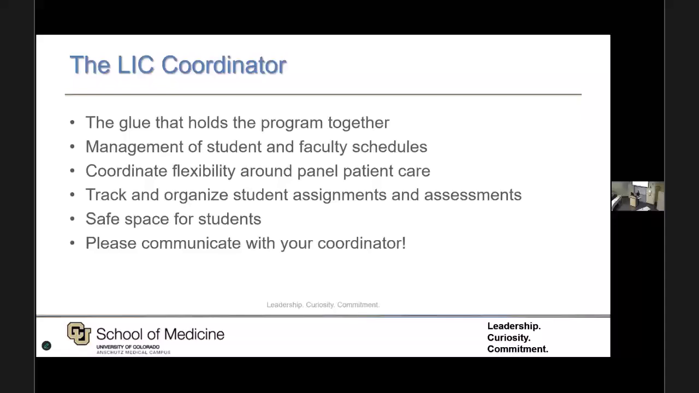Additionally, each LIC has a coordinator. We say this so often in LIC spaces that it becomes a cliche and a joke, but they are the glue. They are the person who knows all the student schedules, knows all the personnel, and helps manage those schedules, which can be incredibly complex as the students move through so many different spaces. They help coordinate flexibility for the students to ensure that the students can see those panel patients. They help keep track of the students' time in clinical spaces, assignments, and assessments. And so if you ever have a question about your schedule or really any student question, a first pass person to ask, the coordinator, is never a bad idea. So make sure you know who your student's coordinator is, make sure you know the best way to contact them, and have them on speed dial for any logistical schedule concerns.